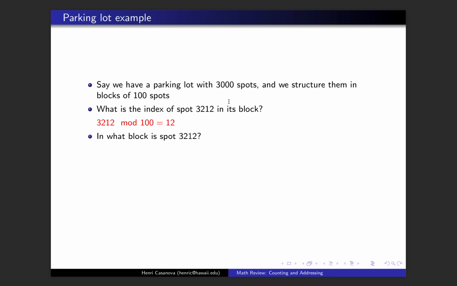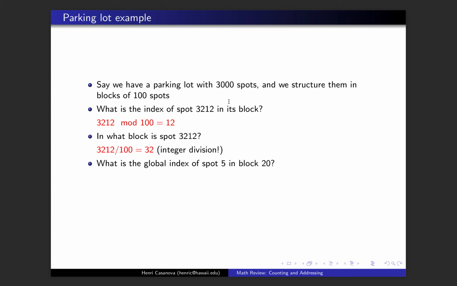Another question. In what block is spot 3,212? Well, that's easy. The answer to that is the integer division of 3,212 by 100. Or, as I wrote before on the previous slide, the floor of the non-integer division. And so in this case, what is 3,212 divided by 100? 32, again as an integer division. So spot 3,212 is in block 32, which is the 33rd block, because the first block is block 0.